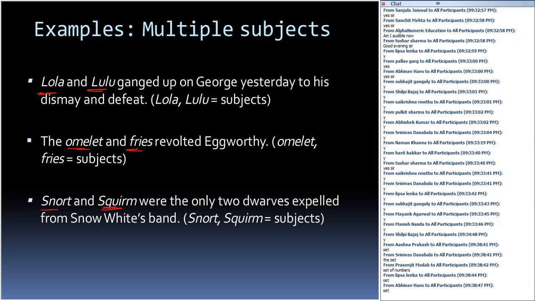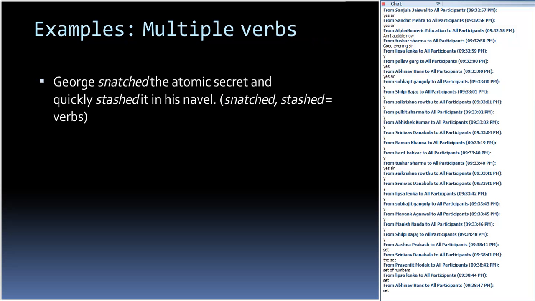Okay. Let us also look at a sentence that has multiple verbs. Now we're talking about George. We have one subject, George. George snatched the atomic secret and quickly stashed it in his navel. So George is performing two actions, snatching and stashing. So you have two verbs, snatch, stash, and one subject, that is George.